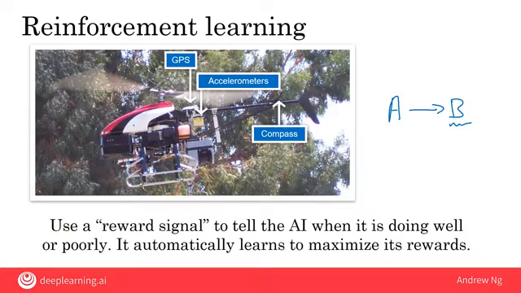More formally, a reinforcement learning algorithm uses a reward signal to tell the AI when it's doing well or poorly. This means that whenever it's doing well, you give it a large positive number, a large positive reward. And whenever it's doing a really bad job, you send it a negative number to give it a negative reward. And it's the AI's job to then automatically learn to behave so as to maximize the rewards. So good dog corresponds to giving you a positive number, and bad dog or bad helicopter corresponds to you giving it a negative number, and then the AI will learn to get more of the behaviors that result in large positive rewards.